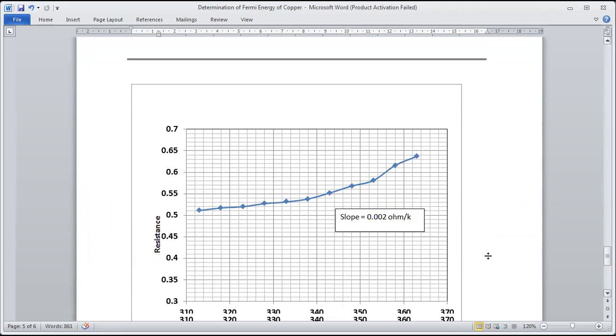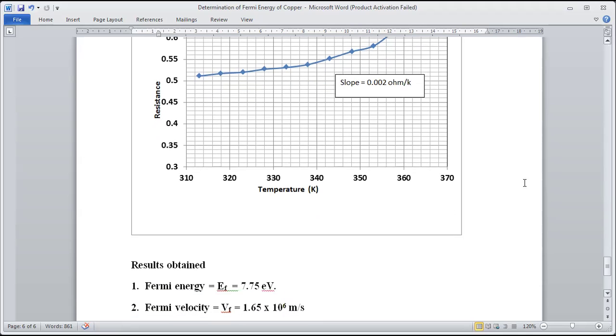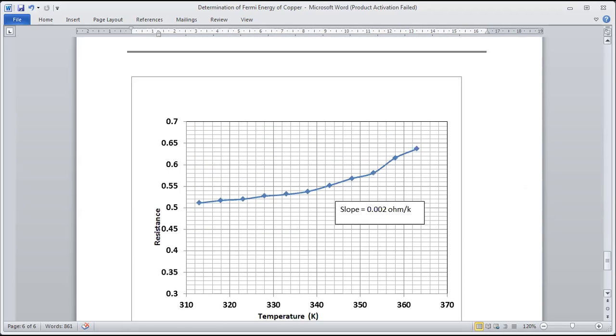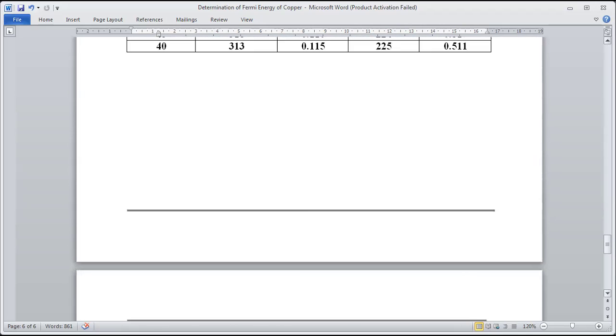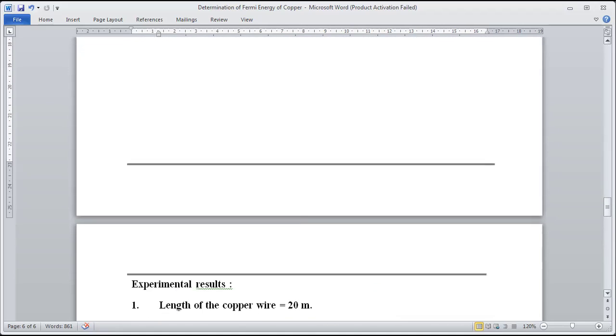Then we have plotted those readings and it comes like this. Since I have plotted in an Excel sheet, I would have put a trend line, but I forgot. So you take this as almost a straight line, and the slope of this line is 0.002 ohm per Kelvin. The slope is noted down, and this slope and all other parameters are substituted into equations 1, 2, and 3.